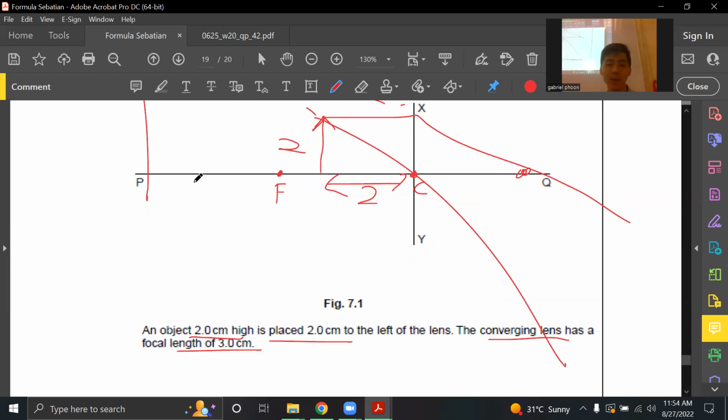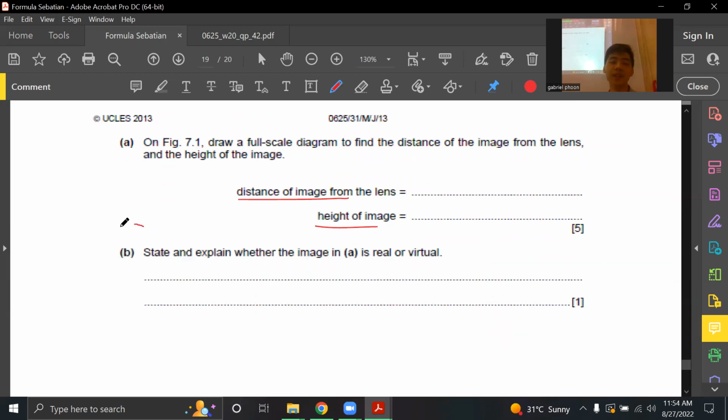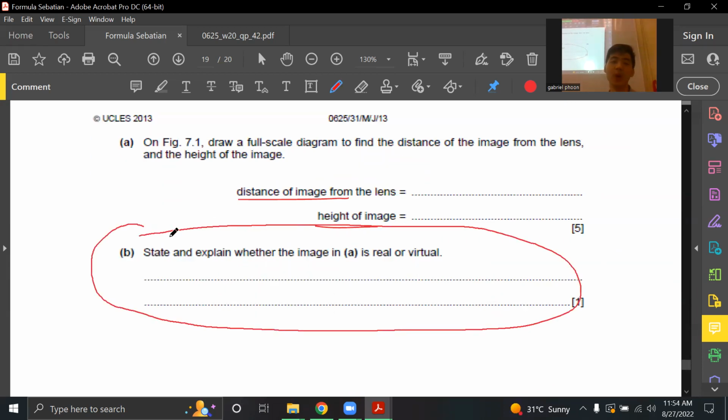Okay. Anyways, moving on. You measure your distance of the image from the lens and height of the image for yourself. And then here, this is the important part, guys. State whether the image is real or virtual. Eugene, will it be real or virtual?